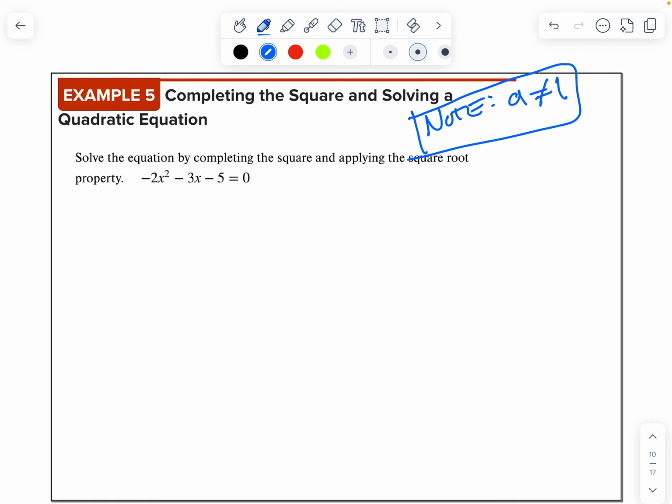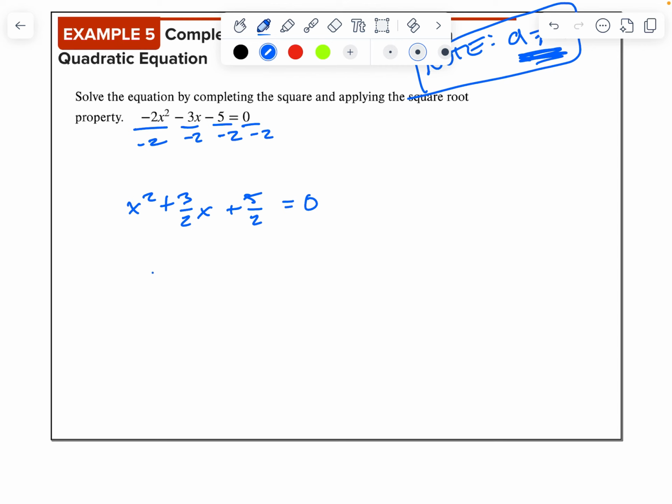All right, if you have one where a is not equal to 1. On every single one so far, this coefficient has been a 1. If you have something where that's not a 1, you're still going to follow the same steps, but you have to get that to equal a 1. And the way that you do that is by dividing by whatever that coefficient is. So we can divide every single thing by negative 2. So that'd be x squared plus 3 over 2x plus 5 over 2 equals 0. Again, we want our x's to one side and our numbers to the other, so x squared plus 3 over 2x equals 5 over 2.